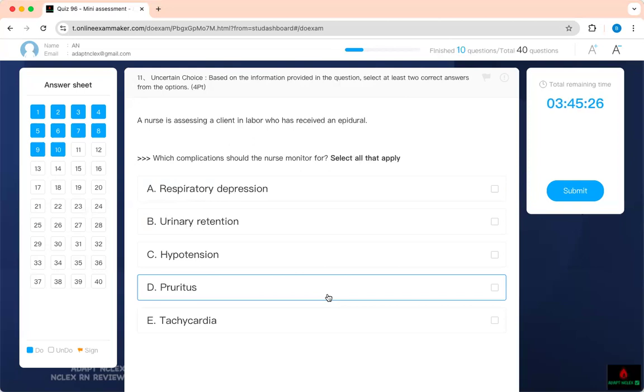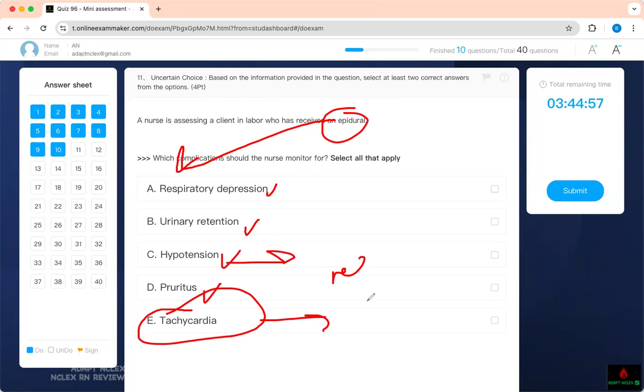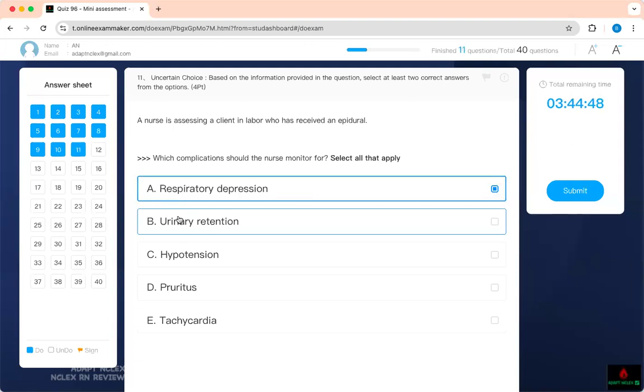Which complication should the nurse monitor for? What complication? What is the key? A nurse is assessing a client in labor who has an epidural. So look at what I'm going to do. This is how sometimes you can make the question easy. You say epidural complication. So this is specifically for epidural. It causes respiratory depression, urinary retention, hypotension, and pruritus. It does not cause tachycardia directly, because if you decrease your pressure, you're going to have reflex tachycardia. That is not a direct effect of the epidural. Therefore, we will leave that one alone.